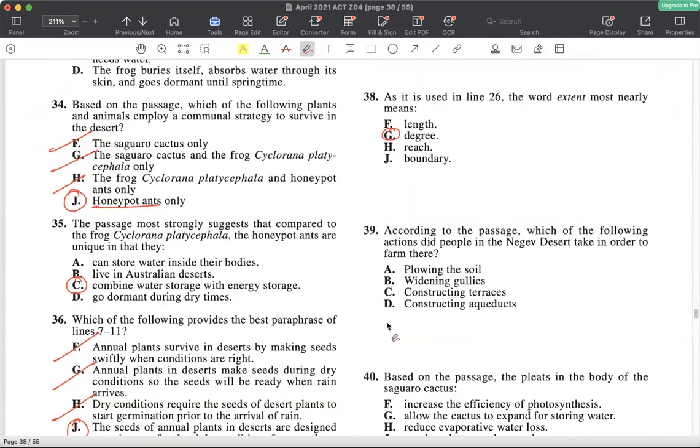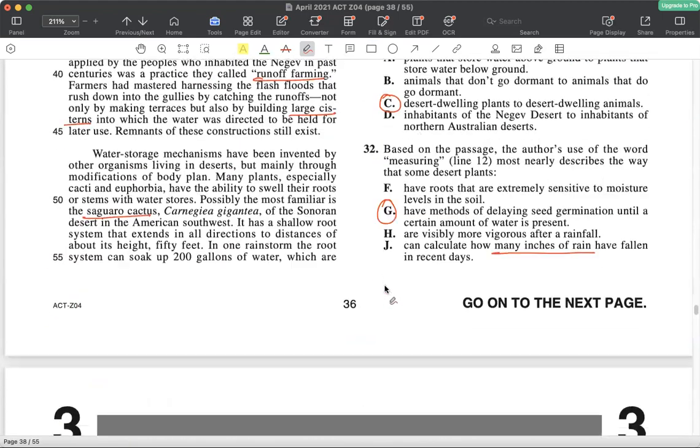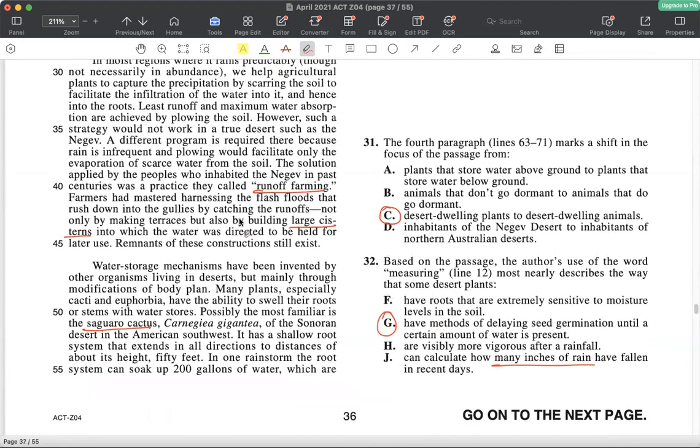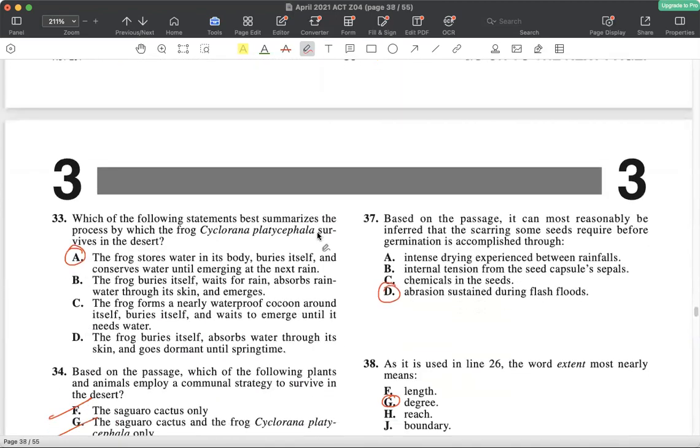According to the passage, which of the following actions did people in the Negev desert take in order to farm there? No, they didn't plow the soil because widening gullies, constructing terraces, constructed aqueducts. They constructed terraces, right? It's given very clearly here. They constructed terraces, but they also built cisterns.